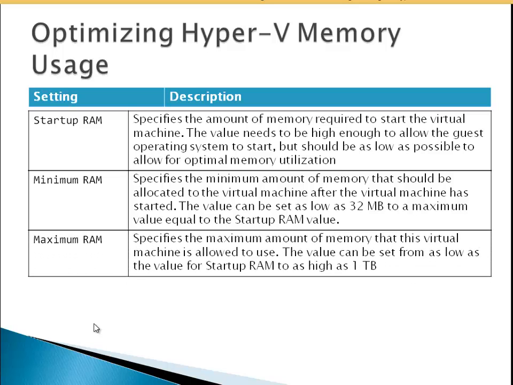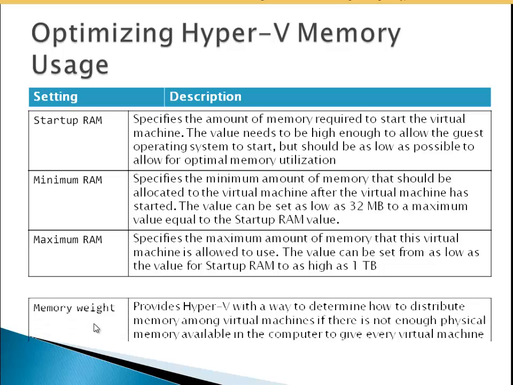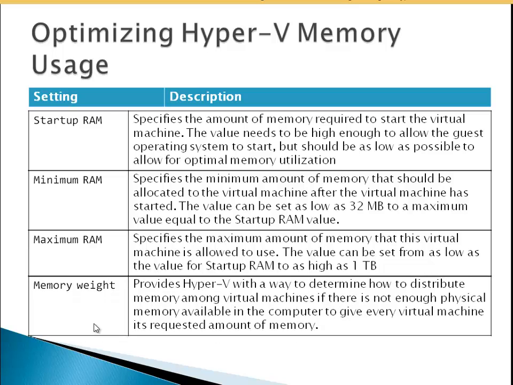Then we have maximum RAM. We can have up to 1 terabyte of maximum RAM. It specifies the maximum amount of memory that the virtual machine is allowed to use. And the memory weight provides Hyper-V with a way to determine how to distribute memory among virtual machines if there is not enough physical memory available in the computer to give every virtual machine its requested amount of memory.